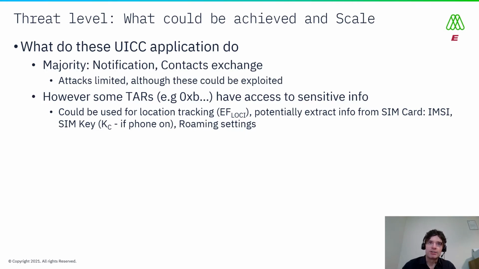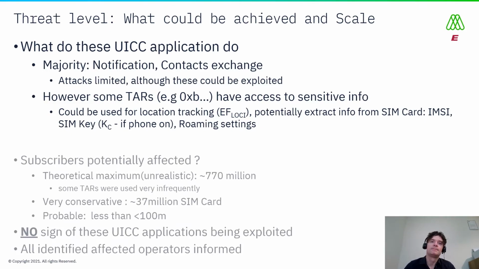In some of those cases, if they were used, and if an attacker was aware that they were made available, you could use them for location tracking, because you would request the specific location from the SIM card. You could potentially extract information from the SIM card, such as the IMSI. In certain cases, you potentially could extract the SIM key, and you could change things like the roaming settings. Those 0xb TARs should always have their security set. When we discussed with the operator, there may have been some changes or configuration irregularities which temporarily allowed some access.